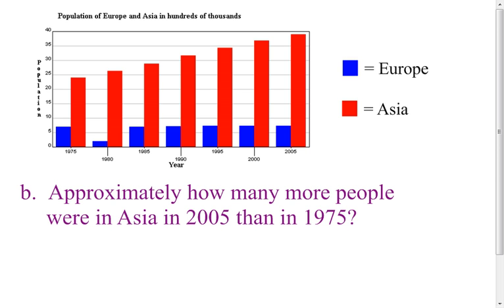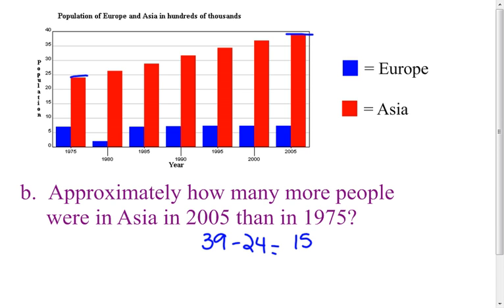All right, same graph here. Now I'm going to ask a specific question. Approximately how many more people were in Asia, and be careful, Asia is the red bar, in the year 2005 compared to the year 1975. So in the year 2005, if I look across at the red bar, it looks like that's 39, minus 1975's red bar, which would be 24 right there. So 39 minus 24 gives me 15.